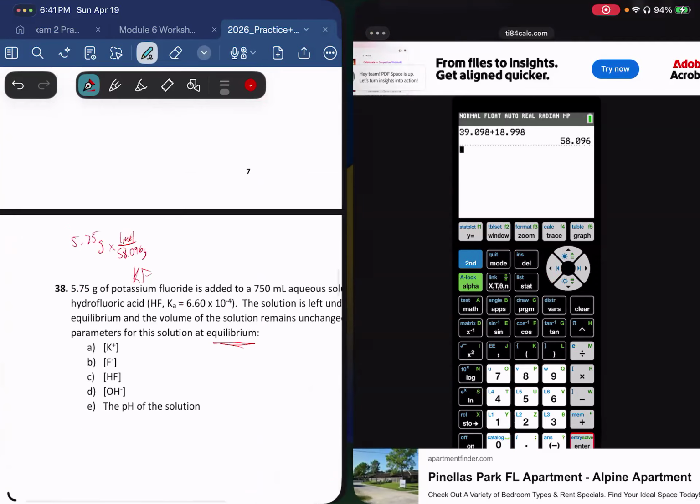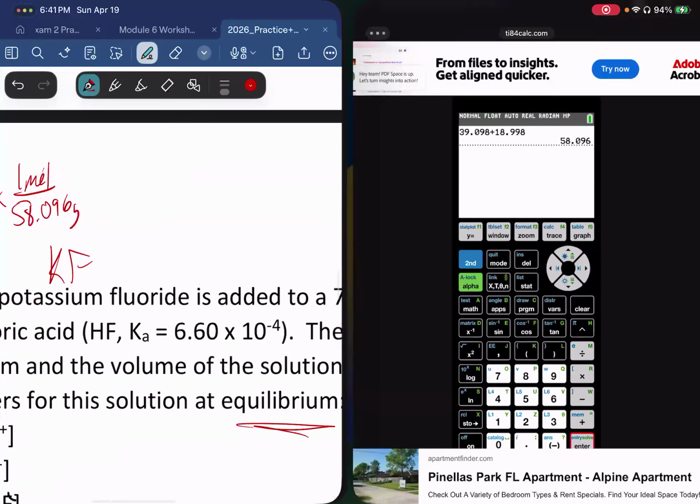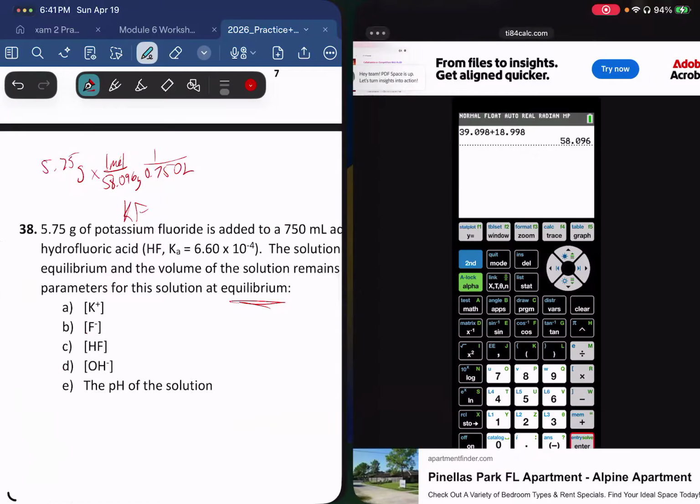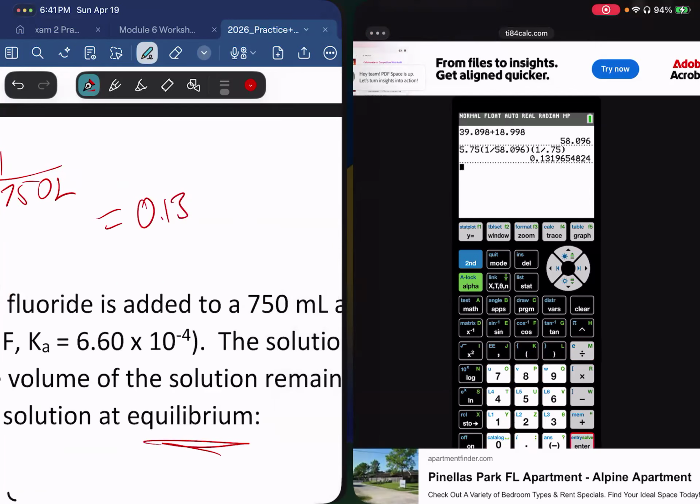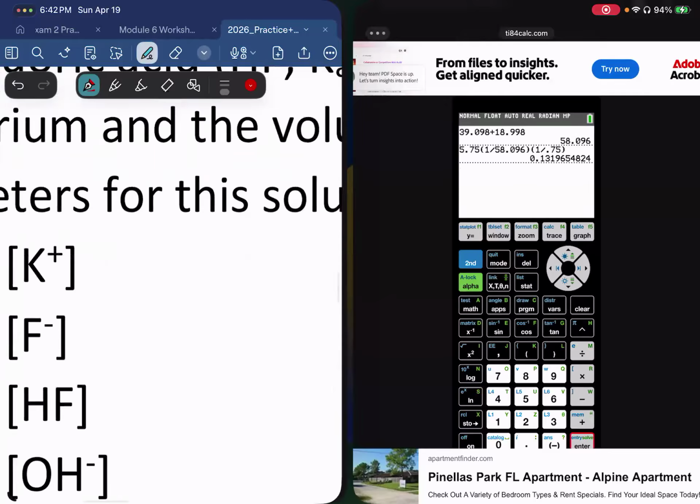So then now you have the moles, and you want to divide it by this volume, 0.575 liters, and that gives you the molarity. So if I do 5.75 times 1 over 58.096 times 1 over 0.75, that gives me this value. This is the concentration of KF, and that's also the concentration of K plus. So I'm going to put 0.13 here for the molar.